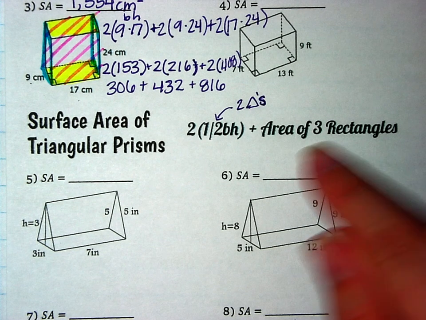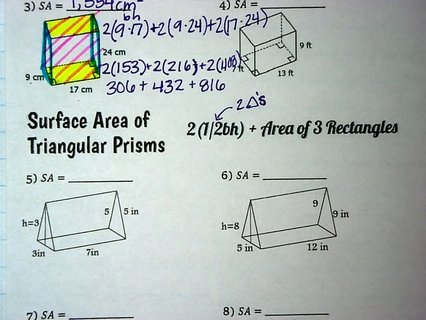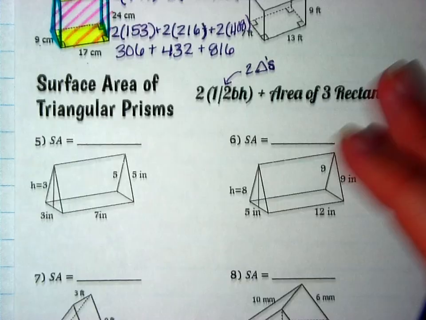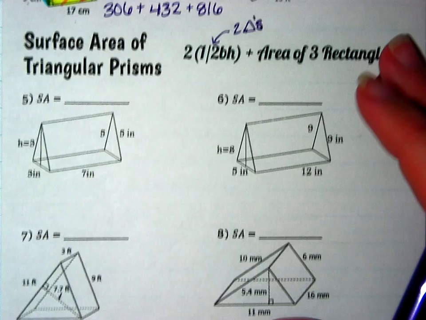Sometimes all three of these rectangles are the same, sometimes all three are different. Why? Because there's three different types of triangles: equilateral, isosceles, and scalene. If you have a scalene triangle, then all of your rectangles are going to be super different. Okay, let's just get right into it. I feel like I'm over-explaining. So number 5.